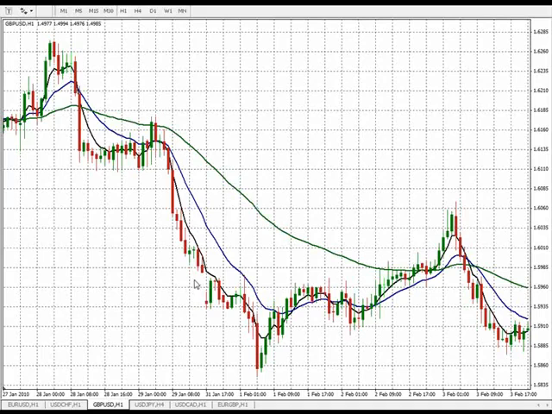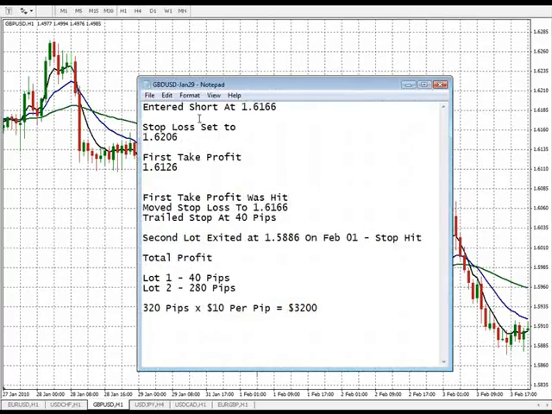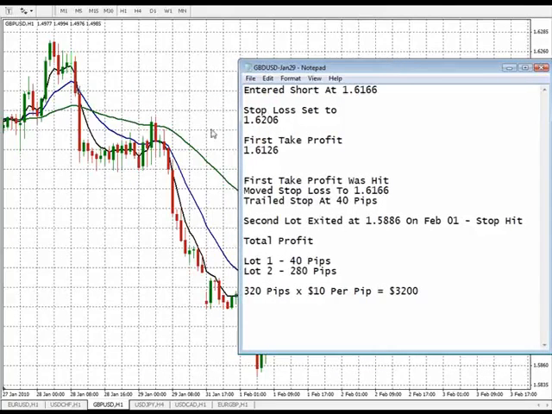In this case, I trailed my stop on the second lot, and it actually ended up stopping out on February 1st. Let's just take a look at the results of that trade. So we entered short at 1.6166 after determining that we were in a downtrend. The price retraced. It touched the EMA 60, so we entered.